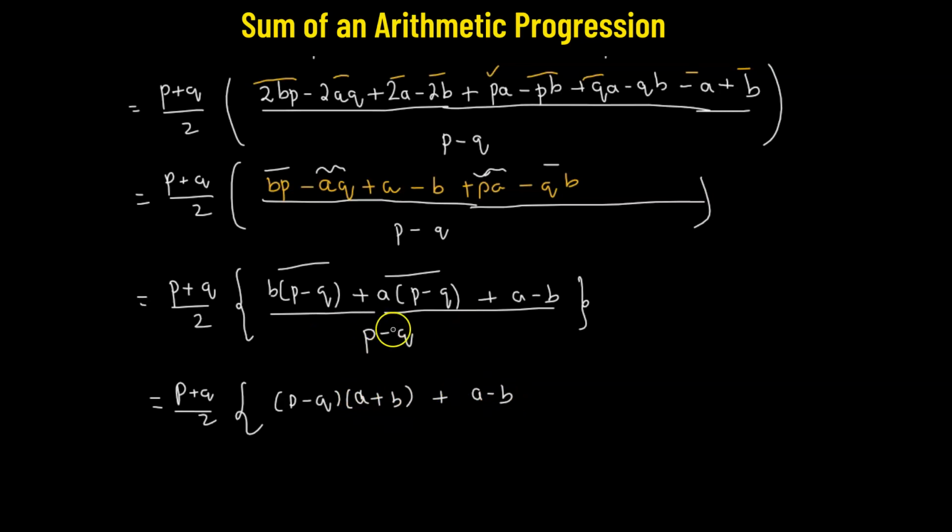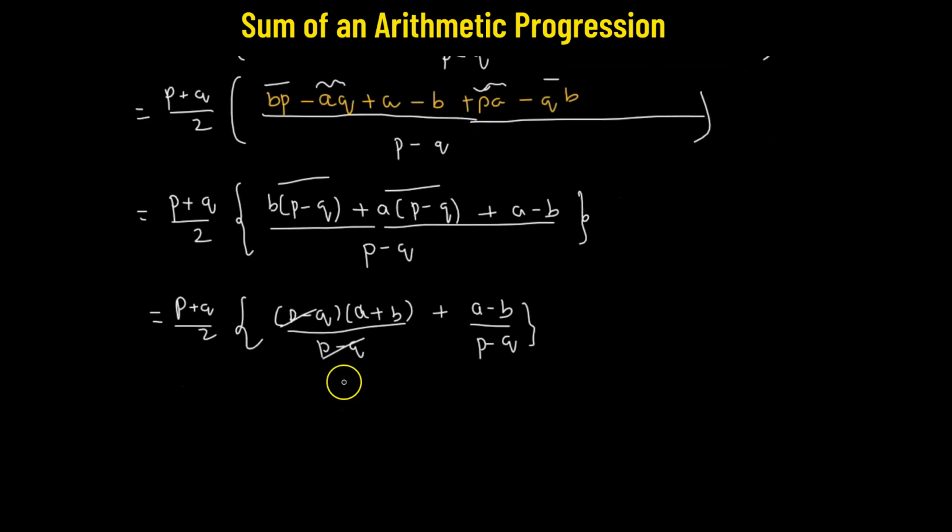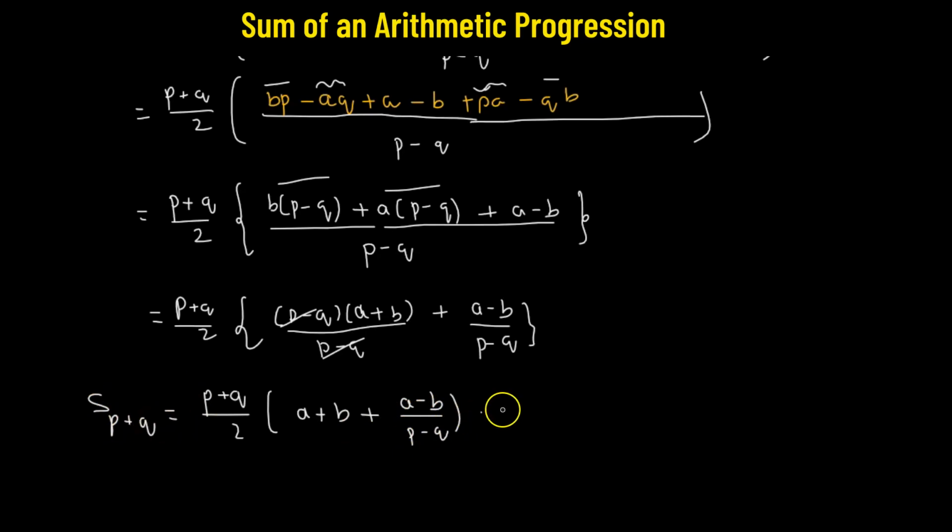Now we divide both of them by p minus q, and we also divide a minus b by p minus q. Immediately we see that p minus q and p minus q cancel out. This gives us the final value: p plus q over 2 all multiplied by a plus b plus a minus b divided by p minus q. So this is the sum to the p plus qth term, hence proved.